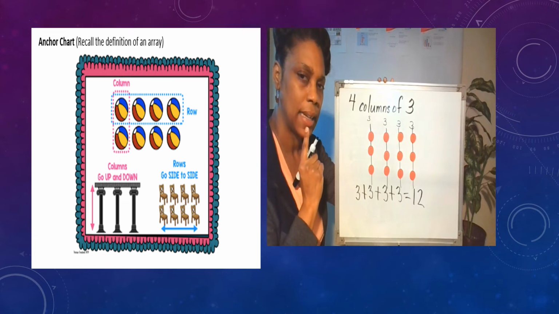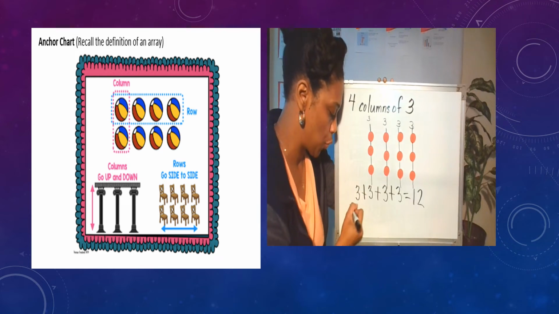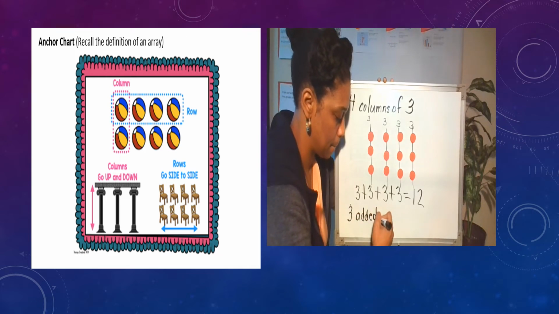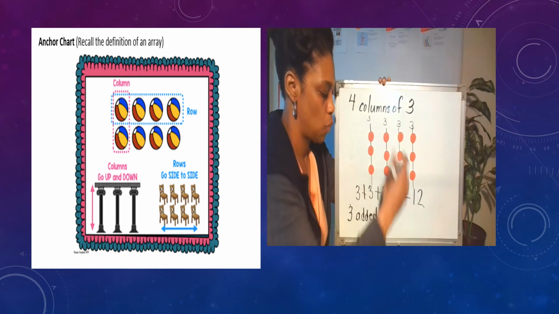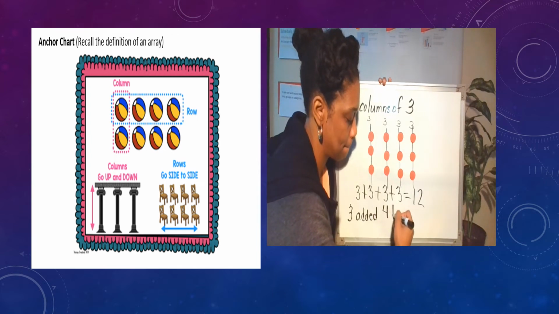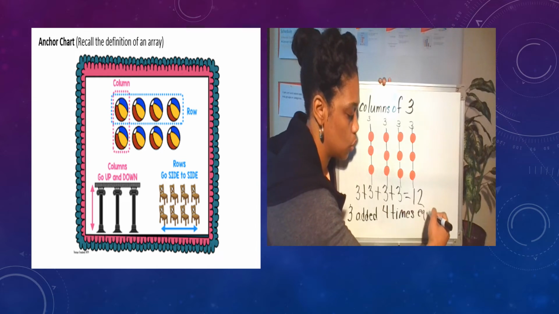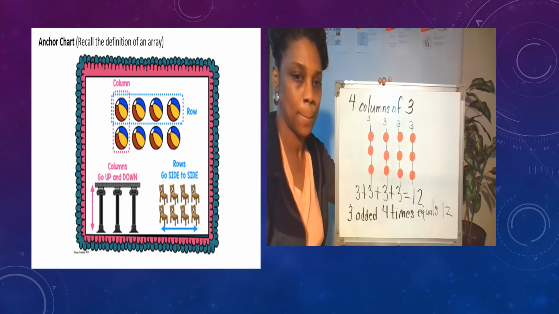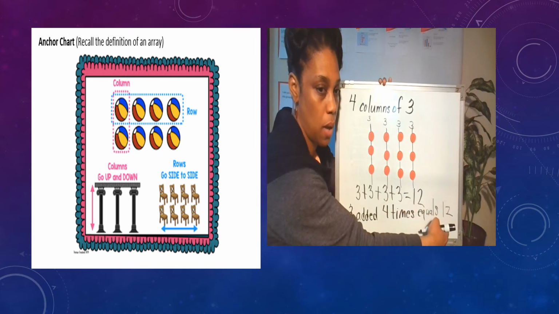Another way that I could look at it, let me see, I was adding which number again? 3. So 3 added how many times did I add the number 3? 1, 2, 3, 4, added 4 times, equals 12. So 3 added 4 times equals 12.